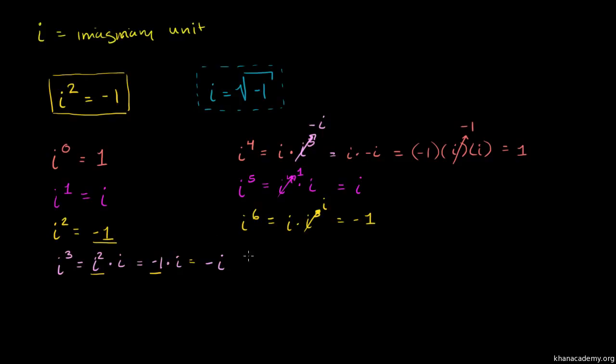But let's just verify this cycle keeps going. i to the 7th power is equal to i times i to the 6th power. i to the 6th power is -1. i times -1 is -i. And if you take i to the 8th, once again it'll be 1. i to the 9th will be i again, so on and so forth.